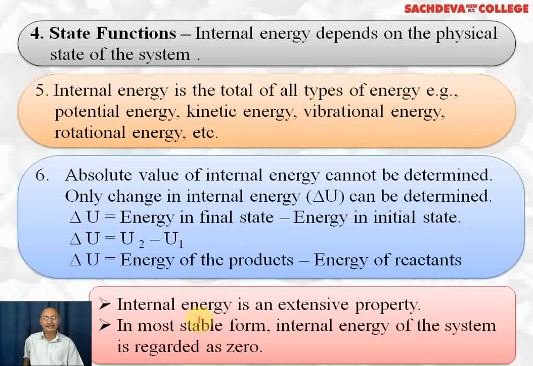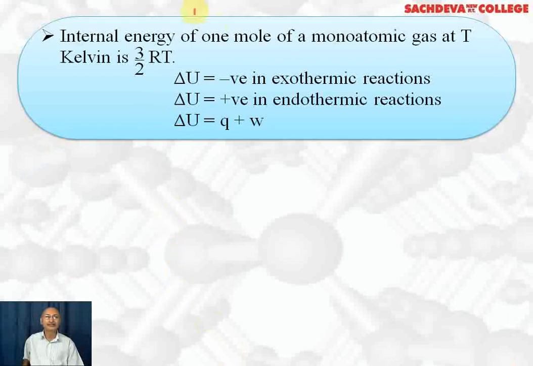Internal energy is an extensive property. Extensive property means it depends upon amount of substance. In most stable form, internal energy of the system is regarded as zero. As I have told you, internal energy of 1 mole of monoatomic gas at temperature T Kelvin is equal to 3 by 2 RT. This is for 1 mole, and if we have n moles, it will become 3 by 2 nRT.